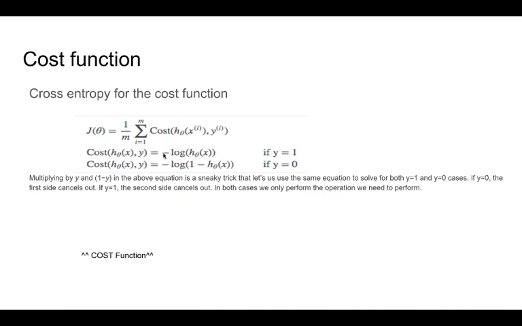Now, notice it's split up into two portions right here. If y is 1, you use this cost function. If y is 0, you use this cost function. Now, we need to combine those, and there's a sneaky trick to do that. You multiply the top one by y and the bottom one by 1 minus y. And in the end, this is what the combination of both of those looks like.